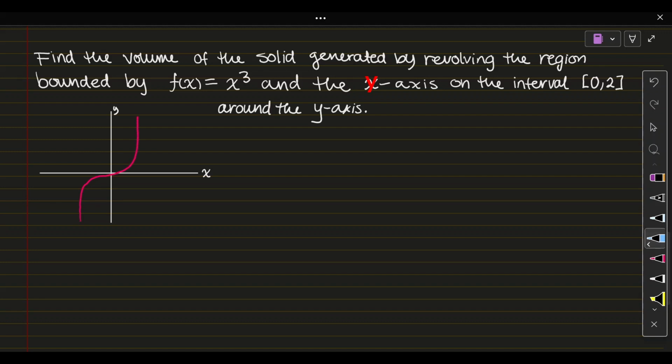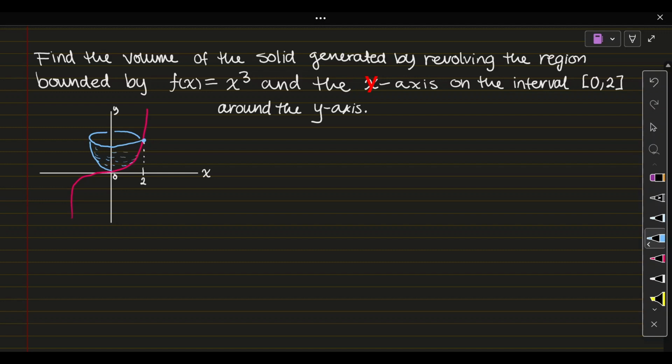And we want to take the region bounded by that and the x-axis. So on the interval 0, 2, so this is 0, let's say this is 2. So this is the region here, and we want to revolve it around the y-axis. So we're taking this and revolving around the y-axis. And so that's going to give us this kind of bowl-like figure again.